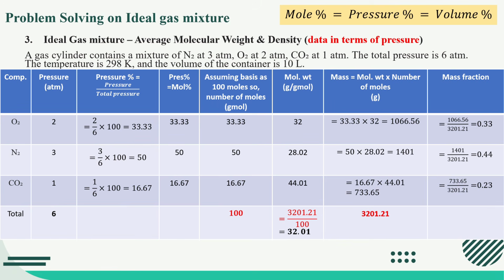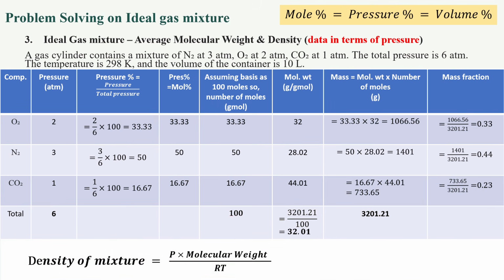Now we move on to find the density. The formula for density is pressure times molecular weight divided by R times T. Here the pressure is 6 atmosphere and the molecular weight we just calculated is 32.01 gram per gram mole. I'm taking the R value 0.08206 liter atmosphere per mole Kelvin. You may think there are many R values, so why choose this one? In this problem, we are working with liter and atmosphere, so I'm choosing an R value which has liter and atmosphere. The temperature is given in Kelvin only, so I need not add anything and directly substitute the temperature. On calculating, my value comes to 7.86 gram per liter.